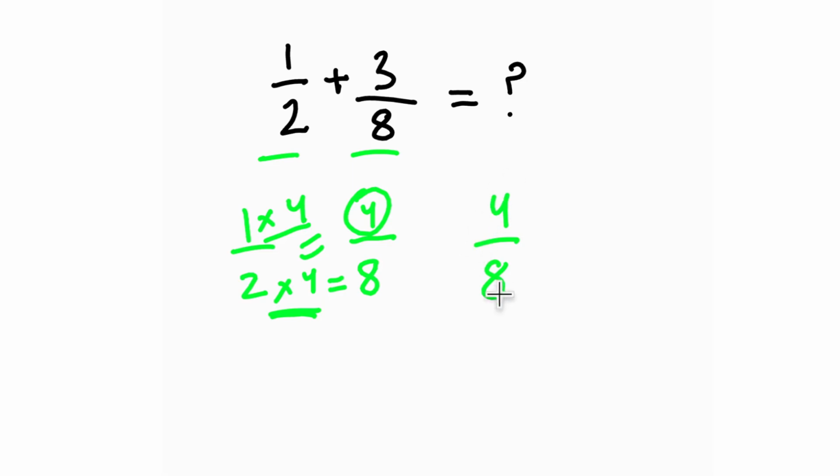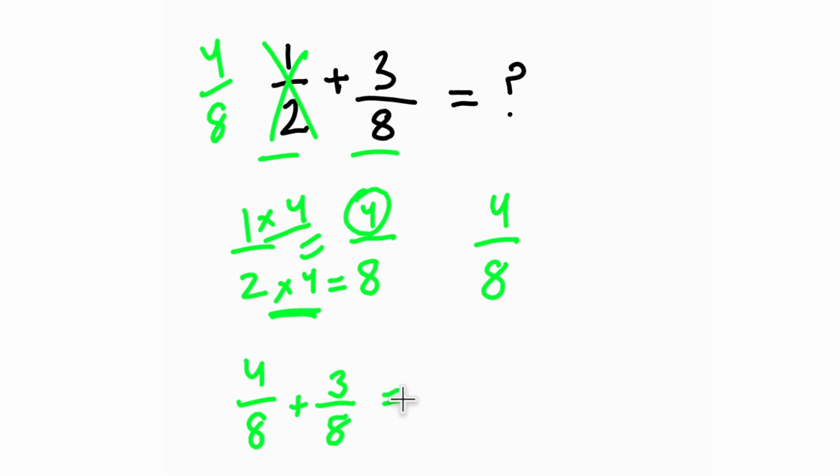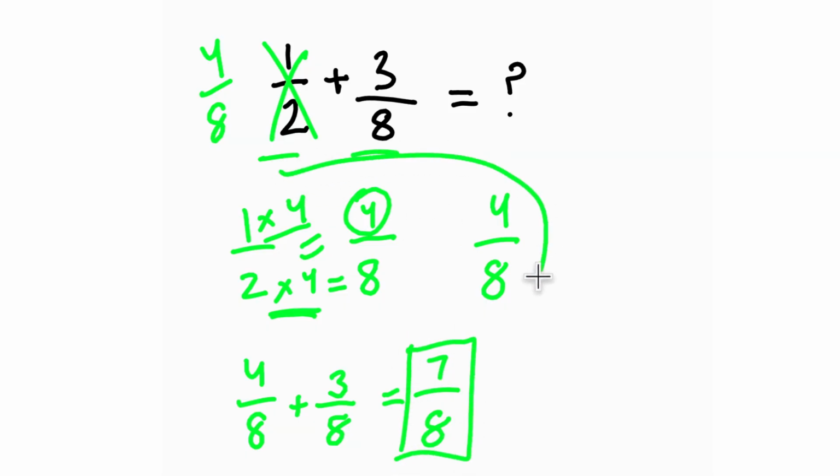And that makes sense because both of these are equal to 1/2. So now that we have an equivalent fraction for this, we replace 1/2 with 4/8. So our new equation is 4/8 plus 3/8. Now this is the same as adding fractions with like denominators. All we have to do is add the top number and keep the bottom number the same. So 1/2 plus 3/8 is equal to 7/8. And if this part is still confusing you, check out my other video about finding equivalent fractions in the description.